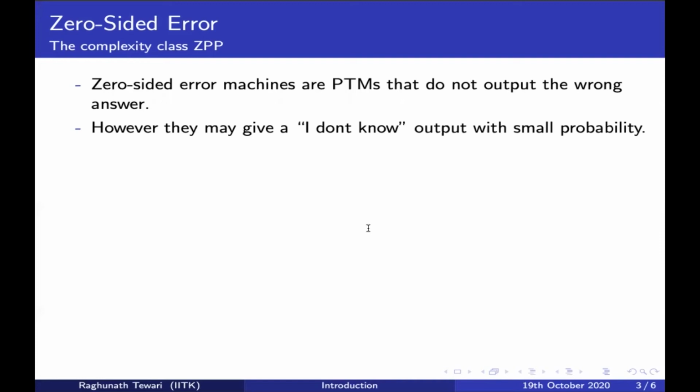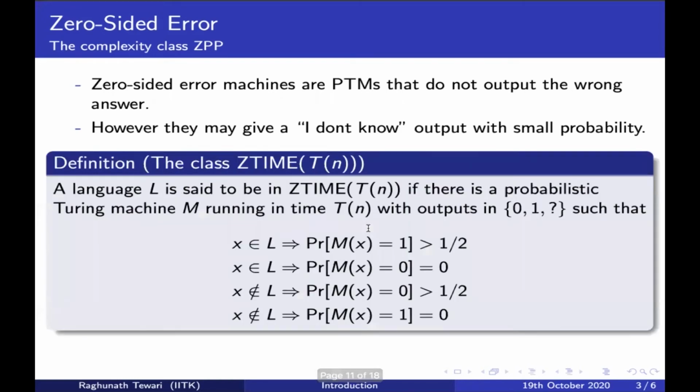How is it probabilistic? So here, what we allow is that the machine might output an I don't know answer with a small probability, or a question mark output with a small probability. What do we mean by that? So formally, a language L is said to be in the class ZTIME T of n if there is a probabilistic Turing machine M running in time T of n with outputs from the following set: 0, 1, and question mark. So it will give three types of output.